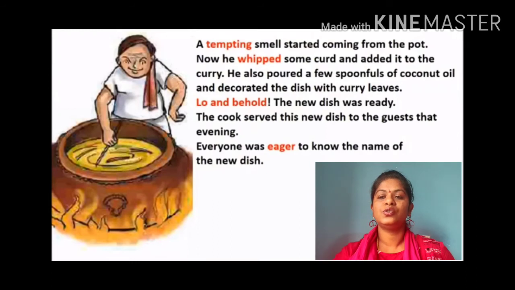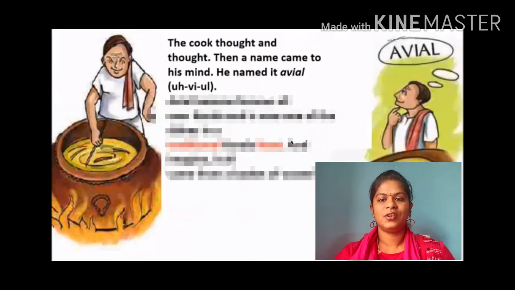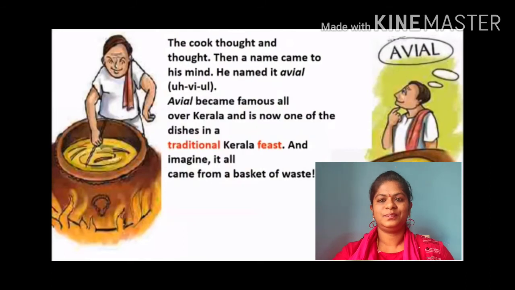Everybody was eager to know the name of the new dish. The cook thought and thought. Then a name came to his mind. He named it Aviyal. Aviyal became famous all over Kerala and is now one of the dishes in a traditional Kerala feast. And imagine, it all came from a basket of waste.